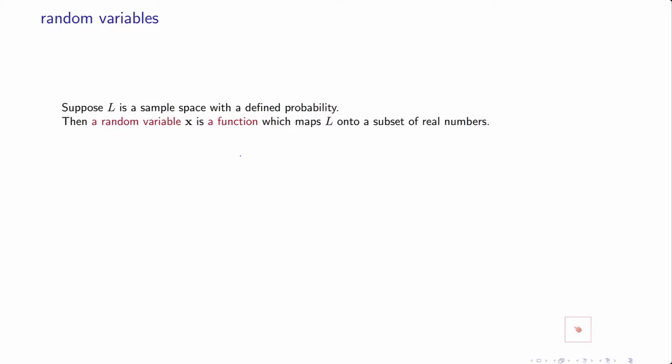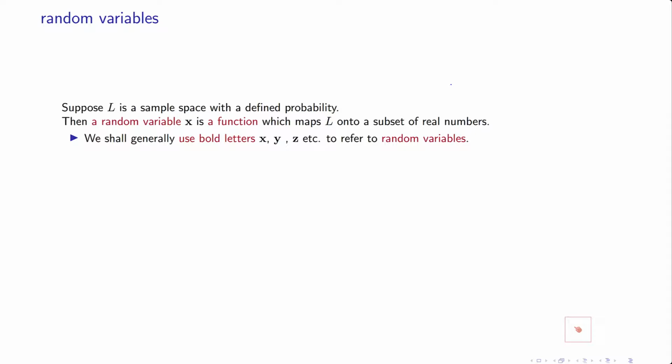So suppose that L is a sample space with a defined probability measure, and a random variable is a function which maps L into a subset of real numbers. So we need these two properties. The third property is that the probability should be meaningful for that.